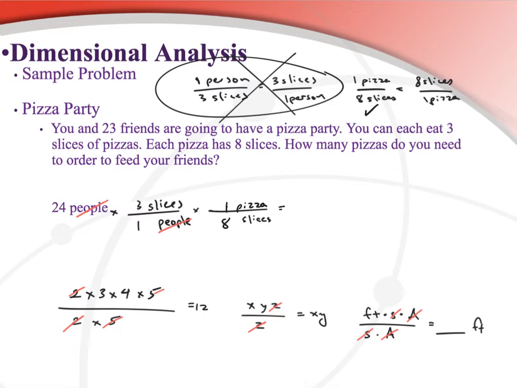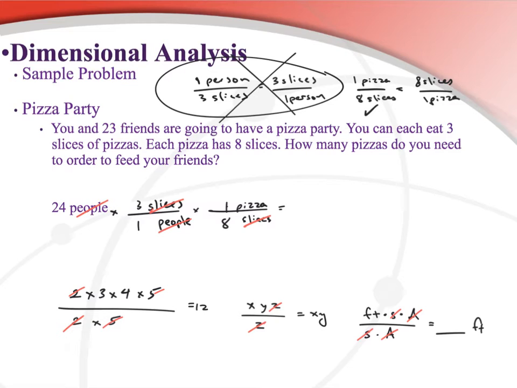Plus, if we look at what happens here, slices cancel, which leaves me with a unit of pizzas, and that's what the question's asking about, right? How many pizzas do you need to feed your friends? Well, I should end up with a unit of pizzas, okay? Now, mathematically, the numbers don't cancel. This is still going to be 24 times, well, 3 over 1 is 3, and then times 1/8 is the same thing as divided by 8.